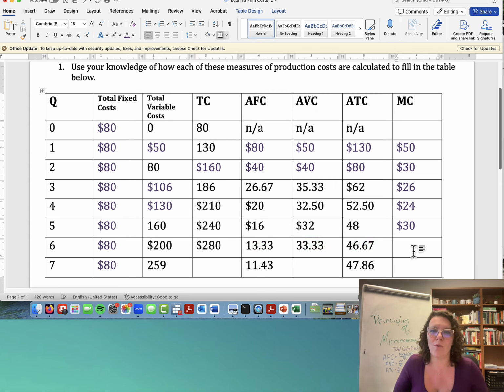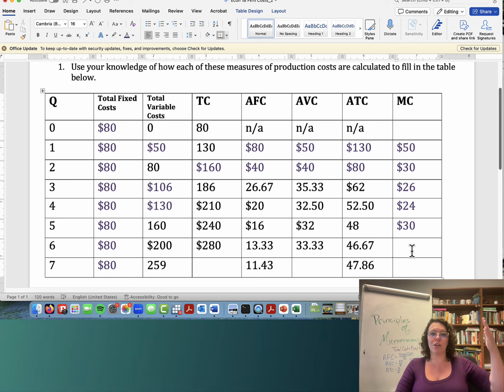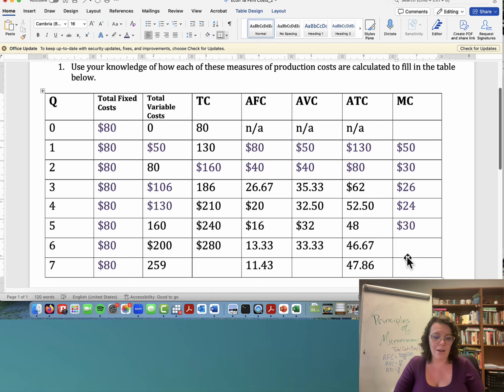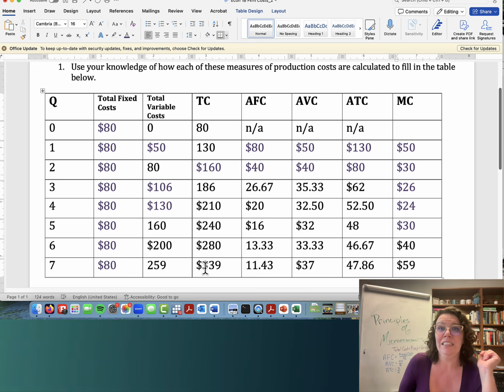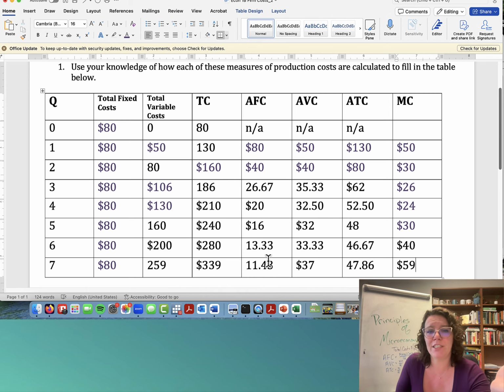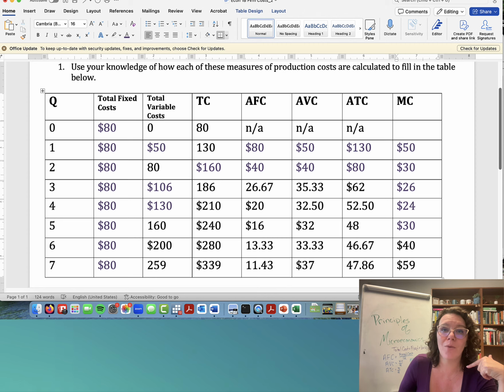Finally, in this row, we want to look at the marginal cost. The marginal cost is the difference in total cost from level 5 to level 6, so that's going to be another $40. Marginal cost continues to rise. And then we want to go ahead and fill in our last column the same way, calculating our total cost, our average variable cost, and our final marginal cost, which is going to be $59. Does that make sense? Hopefully it's pretty straightforward. Now we want to take it to the whiteboard and graph it.